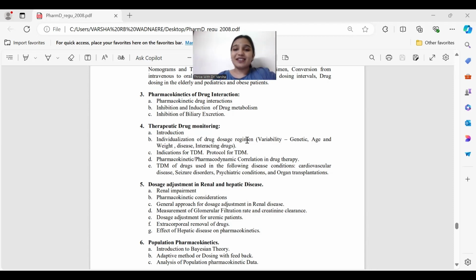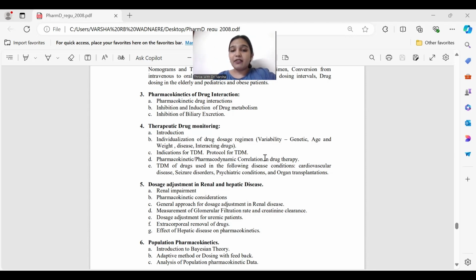Individualization of drug dosage regimen. See, on the basis of genetics, age, weight, disease, interacting drugs, and again there are many. Also what race they come from: Caucasians, then Africans, then Southeast Asians. So how they will react, then indications for TDM, protocol for TDM. Now this chapter will be for 2 marks as well as 5 marks.